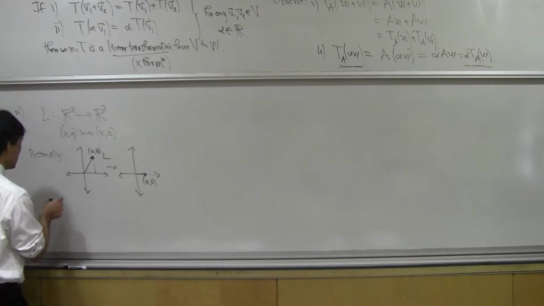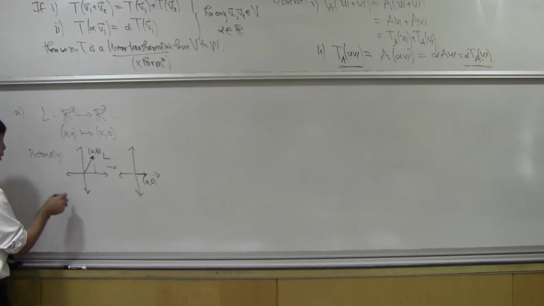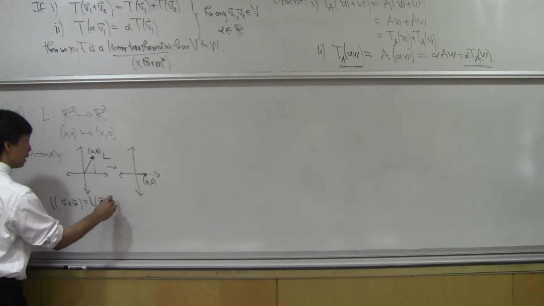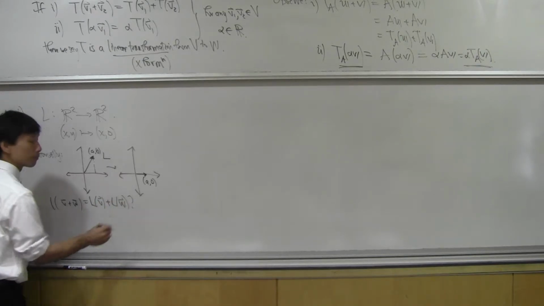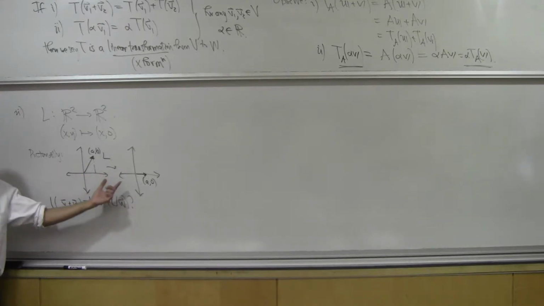So let's think. Does L of one vector plus another vector equal L of the first plus L of the second? If I have two vectors and I add them together and then project down, do I get the same thing as if I projected down and then added them together?